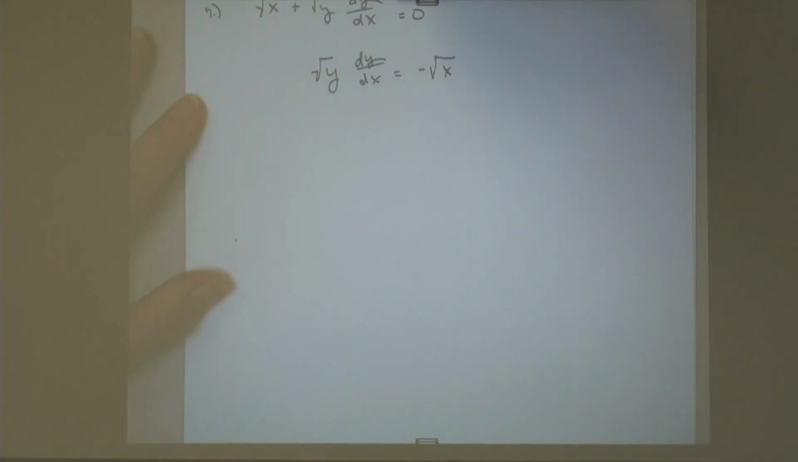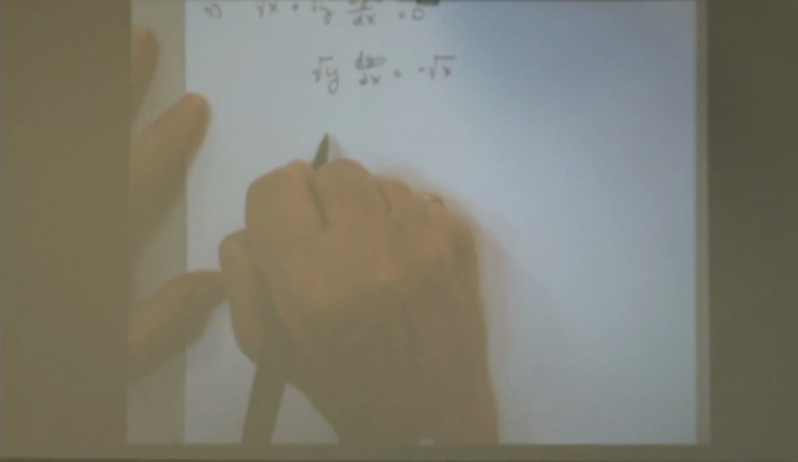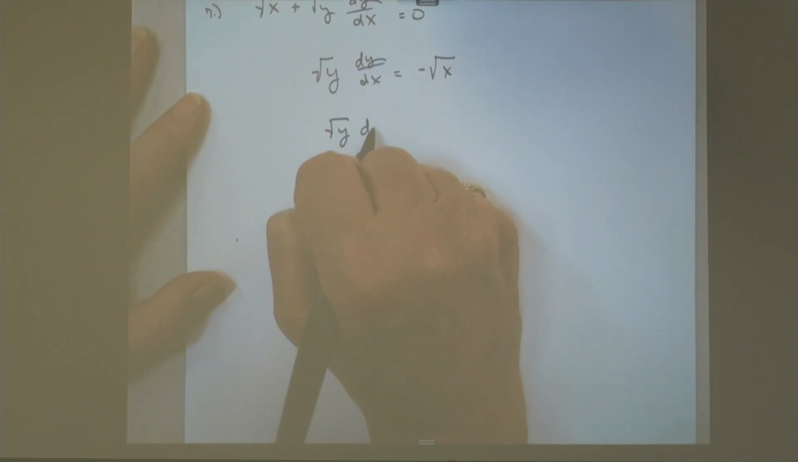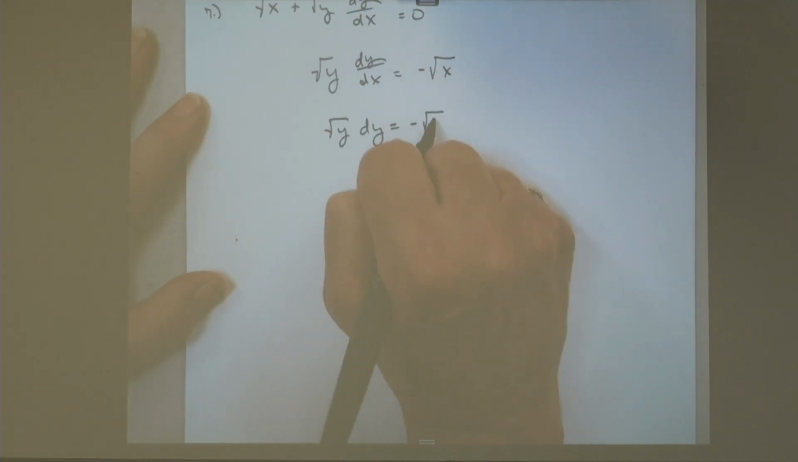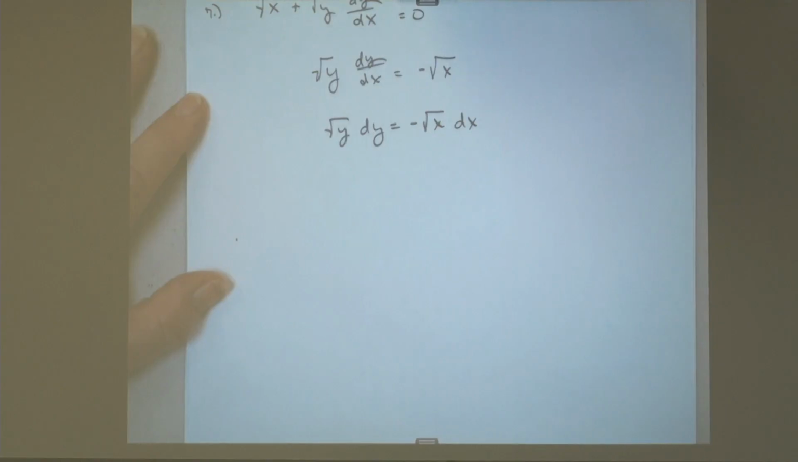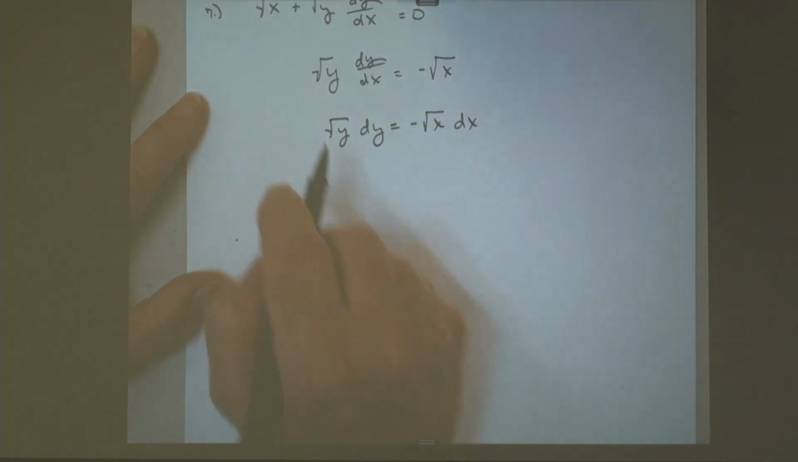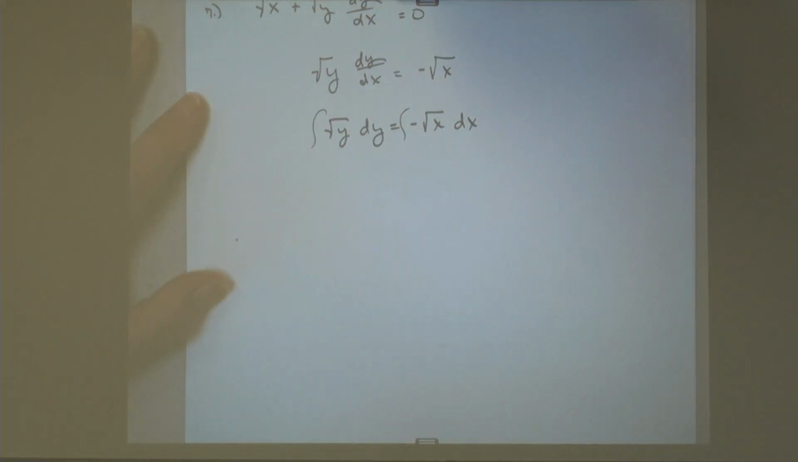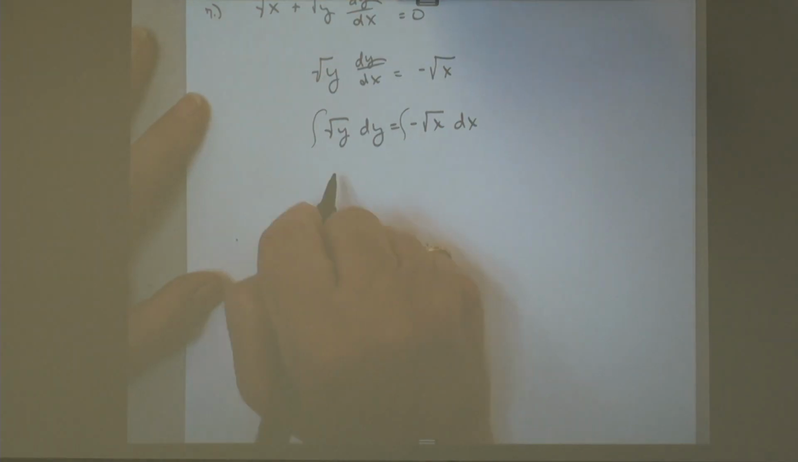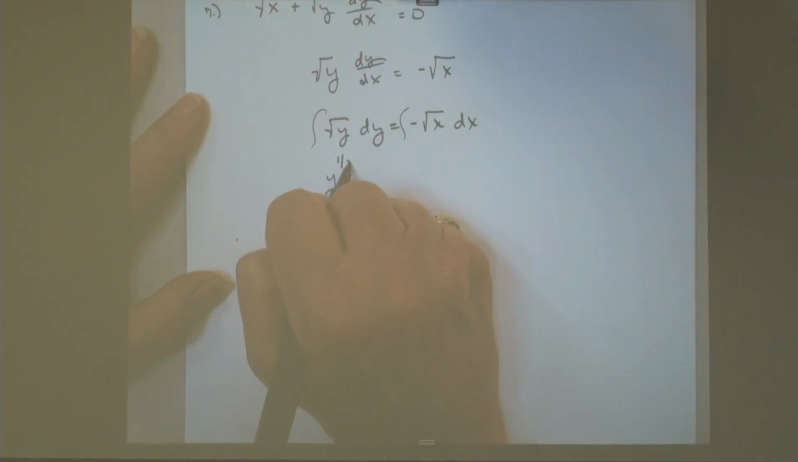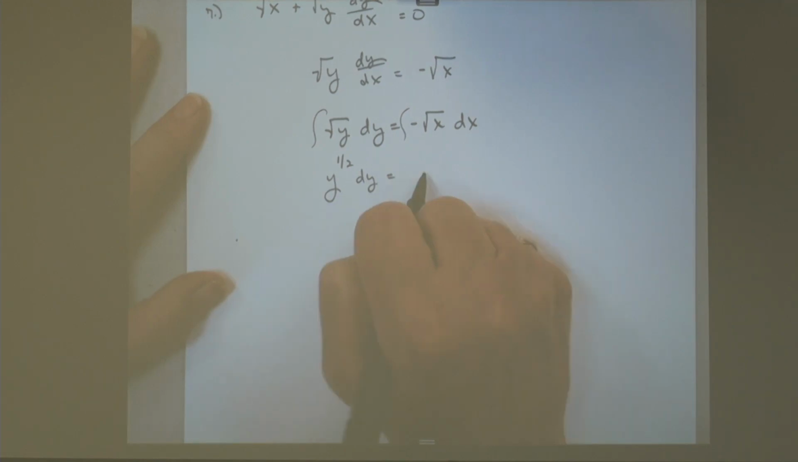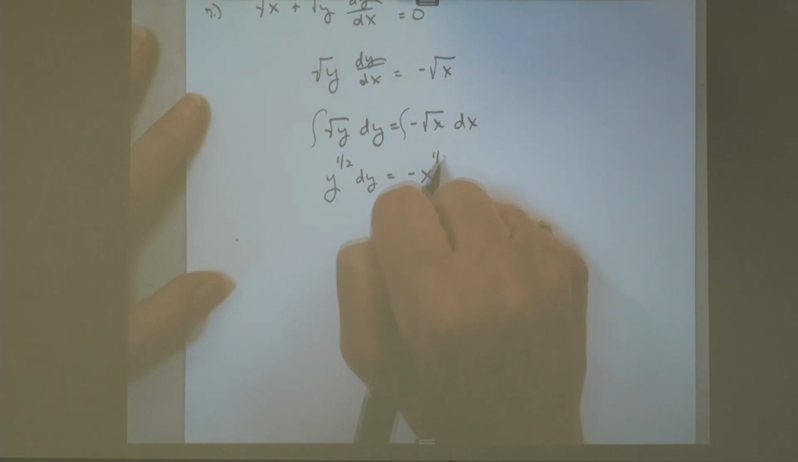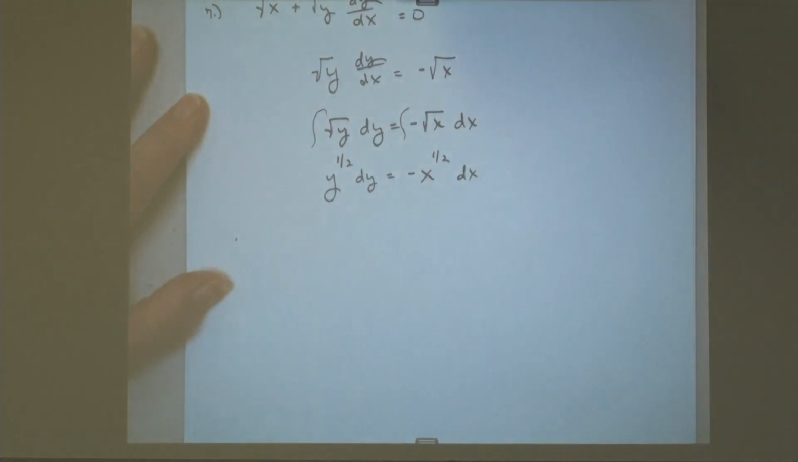Now I'm going to separate, and all I have to do now is just multiply by dx, and that gets my y terms to one side and my x terms to the other. So I have root y dy is negative root x dx. So there's our separation. Now we're going to integrate. So I've got y to the 1/2 dy, negative x to the 1/2 dx.